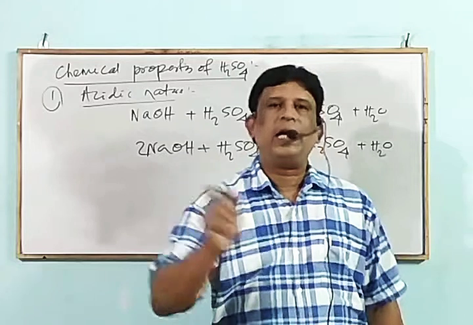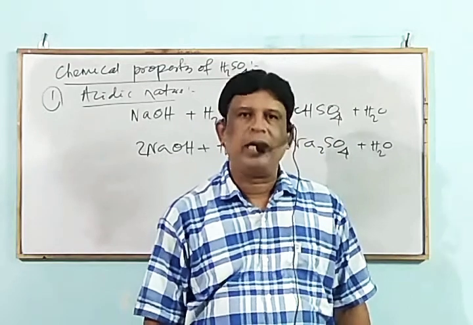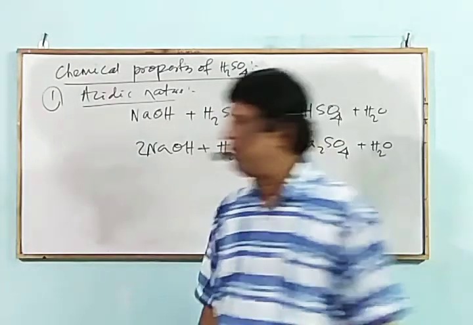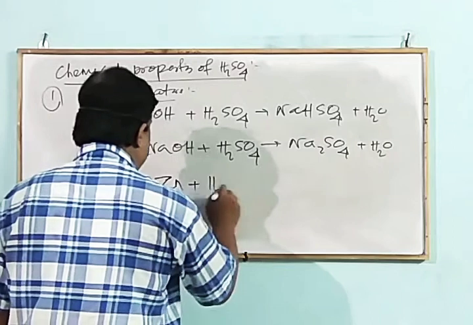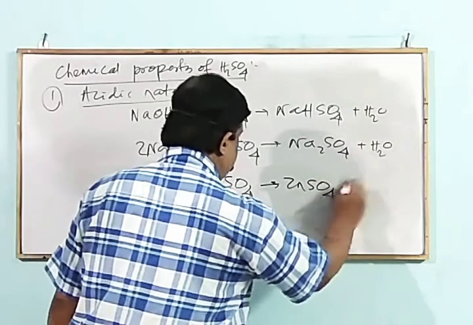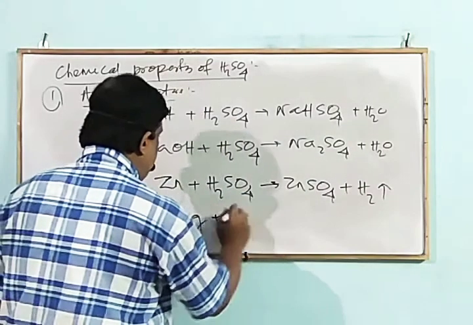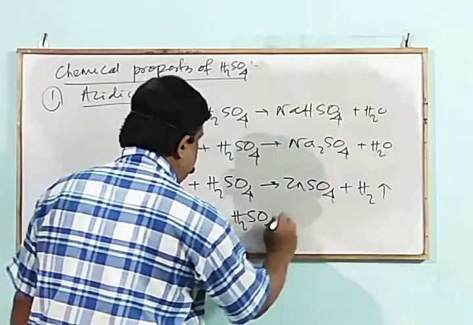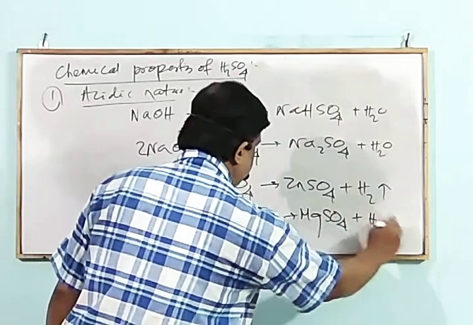As it is an acid, it combines with active metals, liberating hydrogen. Mark that. Zinc plus sulfuric acid gives zinc sulfate plus hydrogen. Magnesium plus sulfuric acid gives magnesium sulfate plus hydrogen.